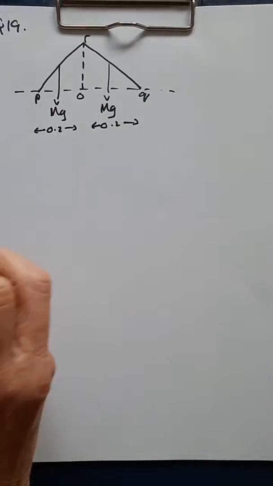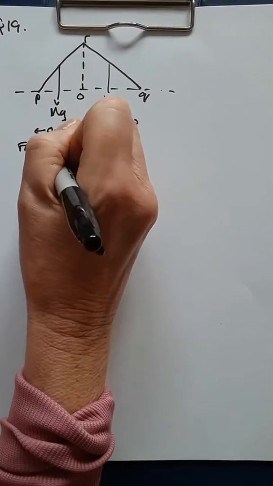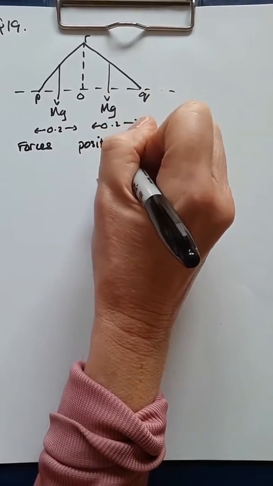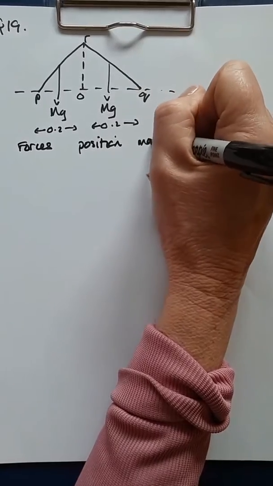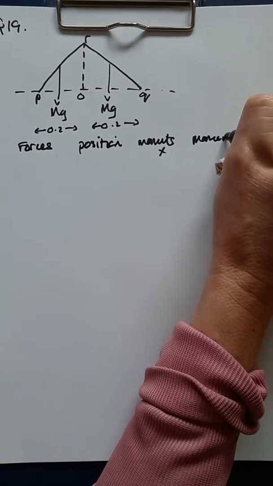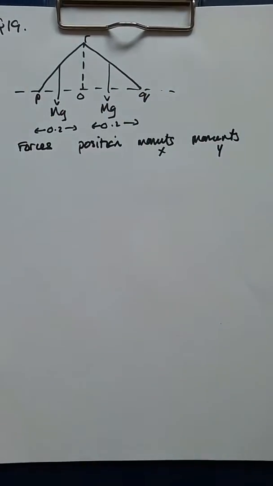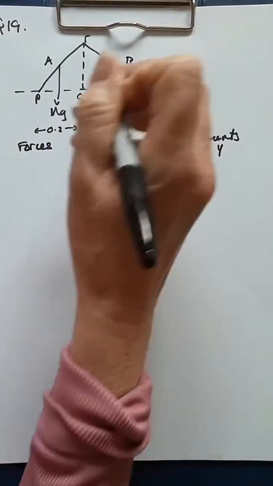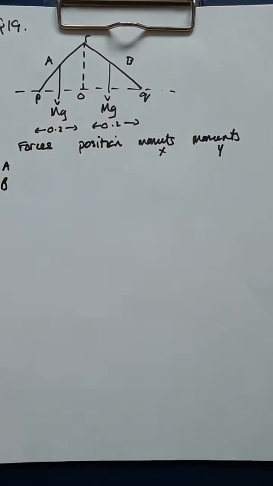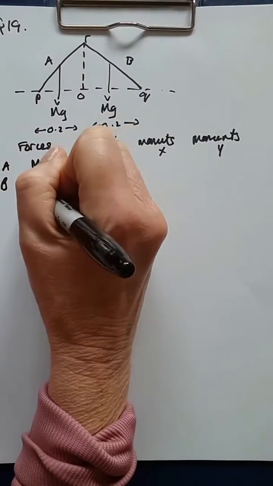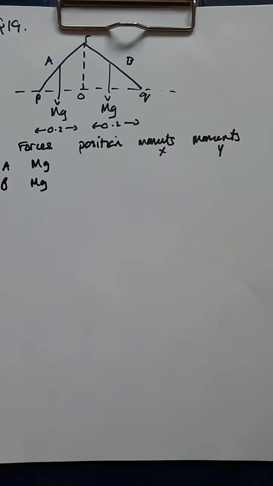Okay, so let's have a look at the forces. We're going to use the law of moments, so let's look at the forces, the positions of the centre of gravity for each rod, the moments about the x-axis, and the moments about the y-axis. So continue what we were doing earlier in the sheet. So the force, if I call this rod A and that rod B, the force for A is m times g, and for B is also m times g.